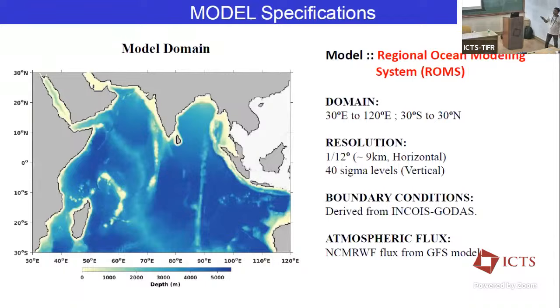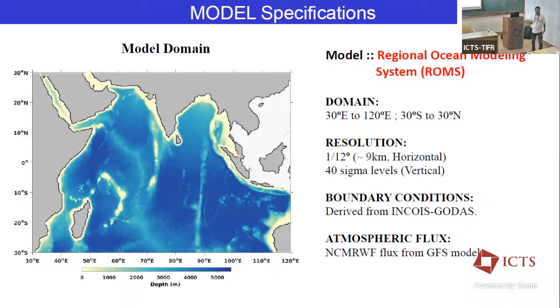So this is the model domain. It comprises the entire Indian Ocean, from 30 south to 30 north, and then from 30 east to 120 east. So we'll evaluate the system in this. The resolution is about 9 kilometers, so you have grid points spaced every 9 kilometers apart, and then there are about 40 vertical levels. It's discretized in 40 levels in the vertical direction.